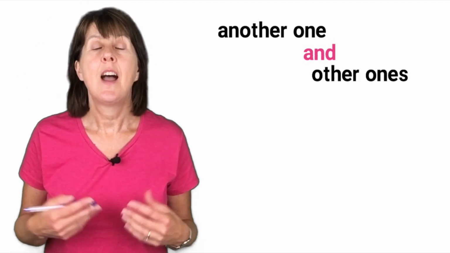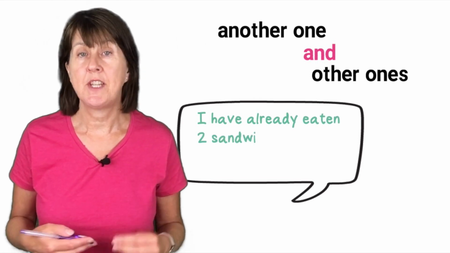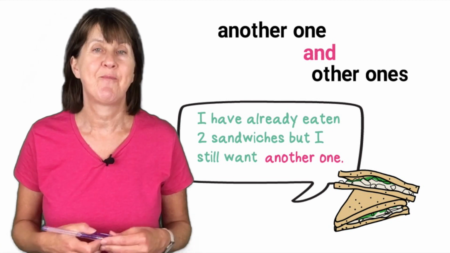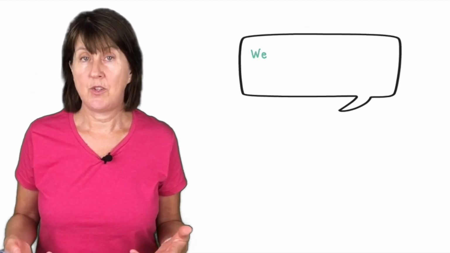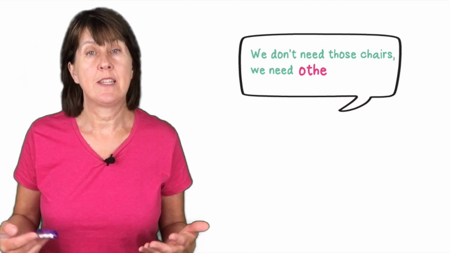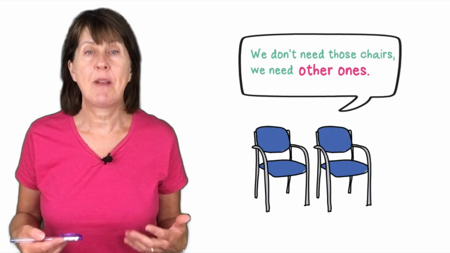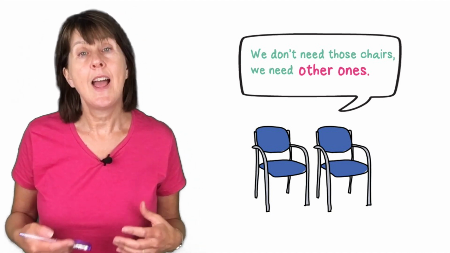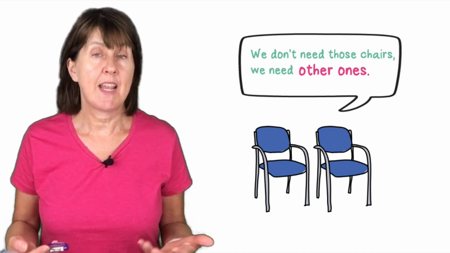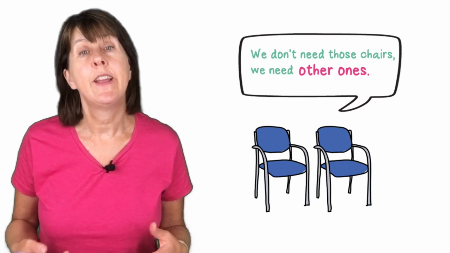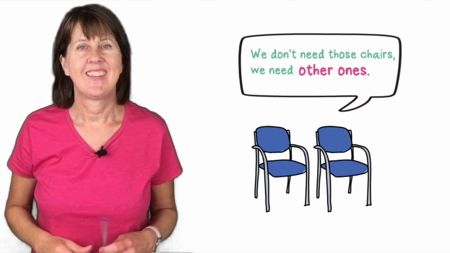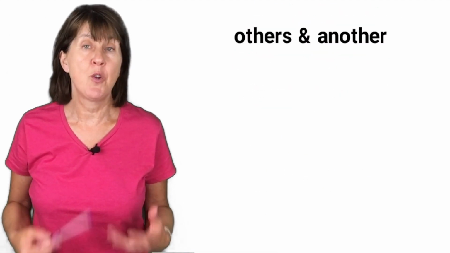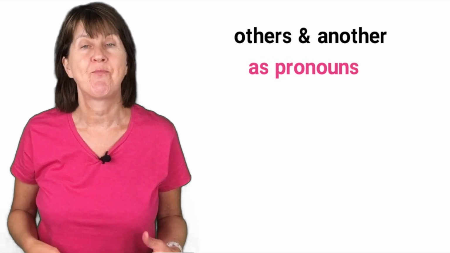For example, I have already eaten 2 sandwiches, but I still want another one, an additional sandwich. We don't need those chairs, we need other ones. Other ones is replacing other chairs. Here we have the pronoun ones, and the meaning is clear from the text before that we are referring to the chairs. So now let's look at when we use others and another as pronouns, that is replacing a noun.